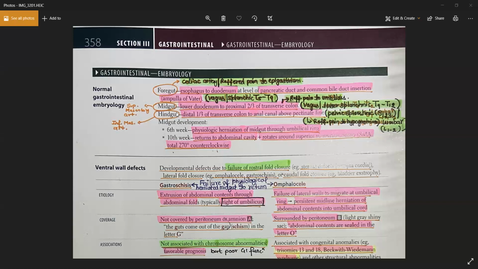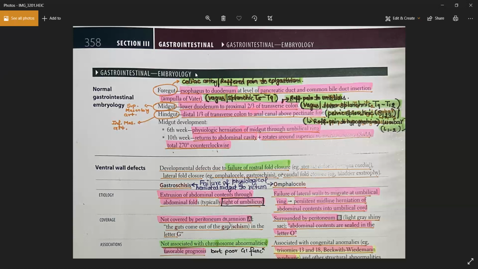Now you need to understand, these three embryological origins, the foregut, midgut, and hindgut, are supplied by certain nerves, certain parasympathetic supply, certain sympathetic supply, and certain blood supply. All of the structures formed by these origins are supplied by the same nerves and blood vessels. So the foregut is supplied by the celiac artery, and all the structures between the duodenum and the esophagus are supplied by the celiac artery.